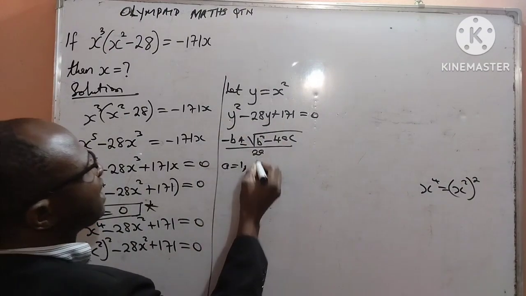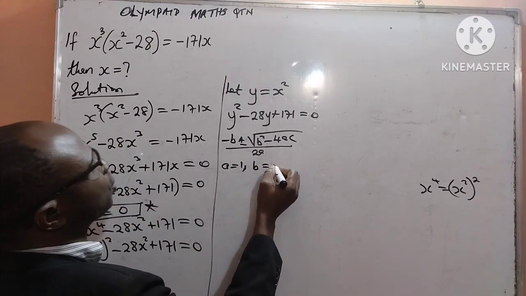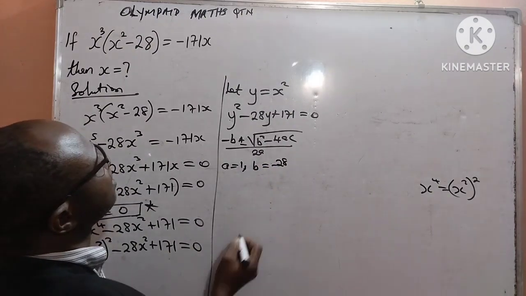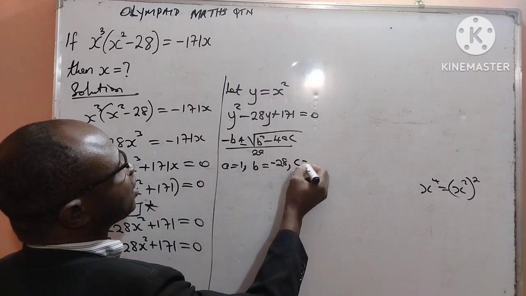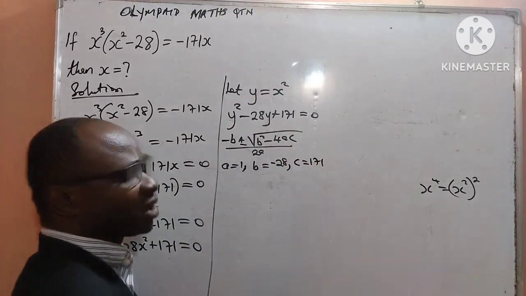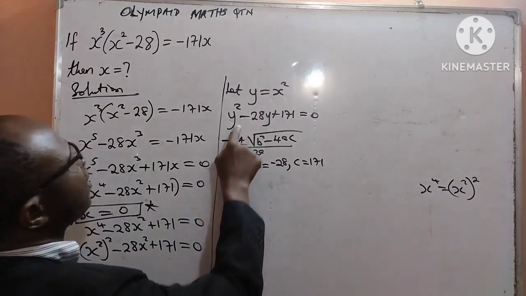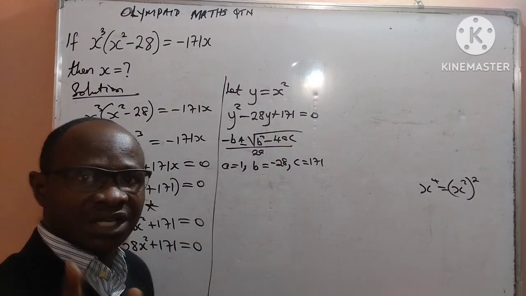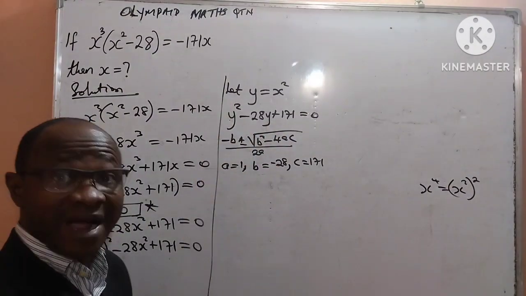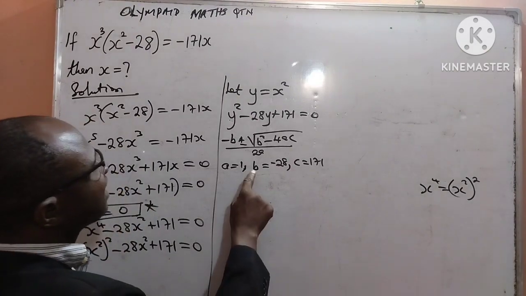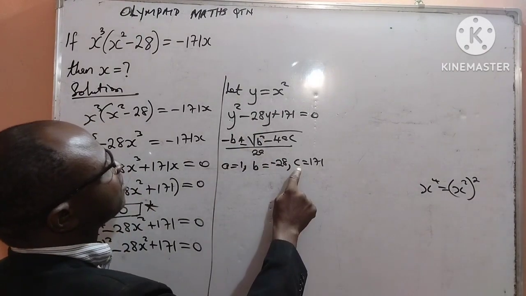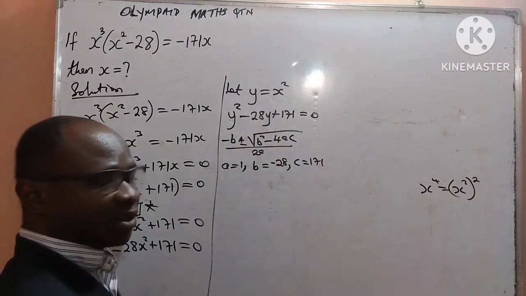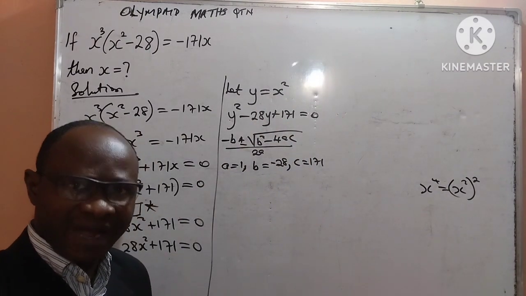Okay? And from here, my b is equal to minus 28. And my c here, the value of c is equal to 171. What does it mean? The value of a in this quadratic equation is the coefficient of y squared, while the value of b is the coefficient of y. Then the value of c is the number which is independent of the y variable.